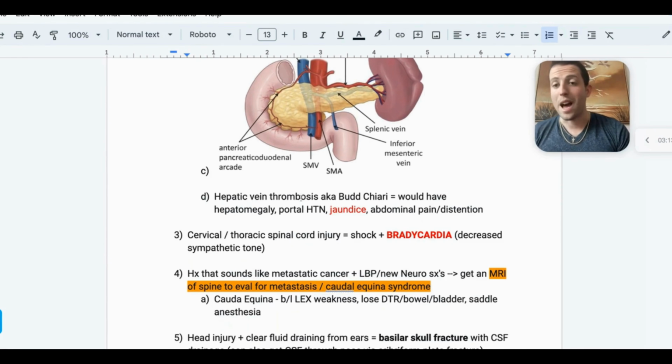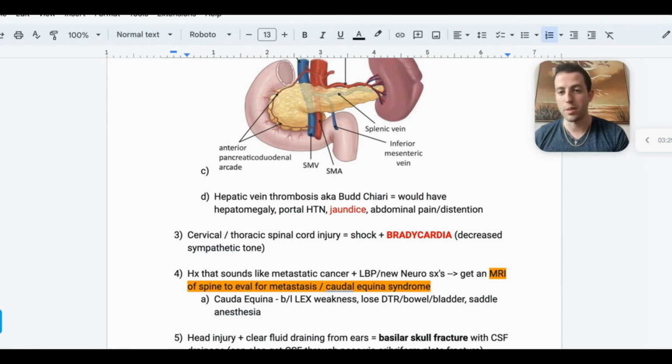All right, but what about hepatic vein thrombosis? This is also known as Budd-Chiari syndrome. And so these patients generally will have jaundice as well. So they'll have hepatomegaly, portal hypertension. They'll have jaundice, which the splenic vein thrombosis will not have. So if you know your anatomy, these questions are pretty easy.